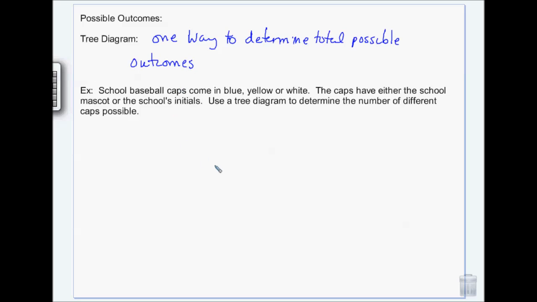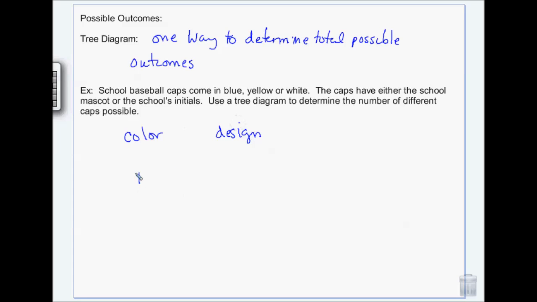Okay, so tree diagram is just one way to determine total possible outcomes. It's not the shortest way. It's just a way. It's very visual, so for people that are visual, it's helpful. Okay, so what we do is we have baseball caps come in blue, yellow, or white, and they can either have the mascot or the initials on it. Okay, so we're going to make 2 columns for color and design.